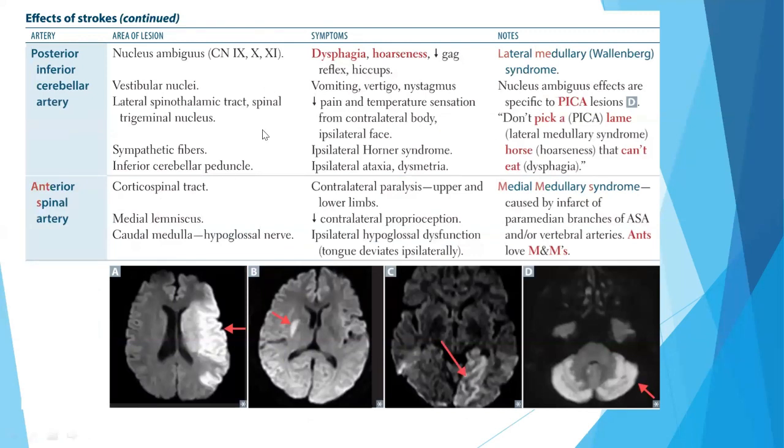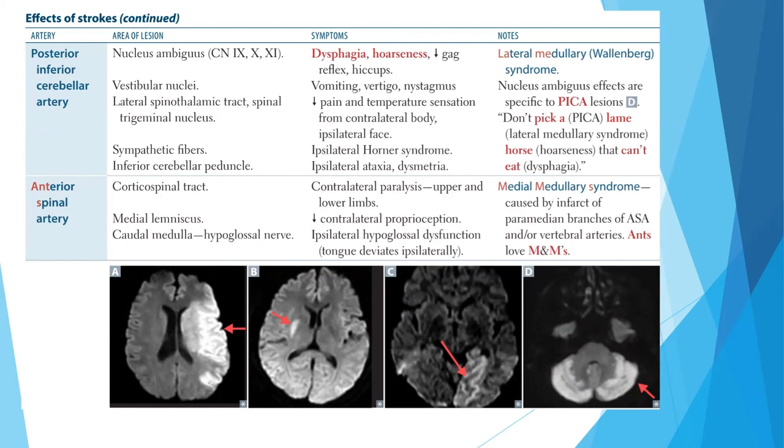Now, another areas could be posterior inferior cerebellar artery and anterior spinal artery. Now, if the posterior inferior cerebellar artery is involved, then the question will be typically about the dysphagia and hoarseness. Okay, dysphagia, hoarseness, hiccups. Okay, and that is how you understand that the patient is having PICA. Now, PICA is in strokes.